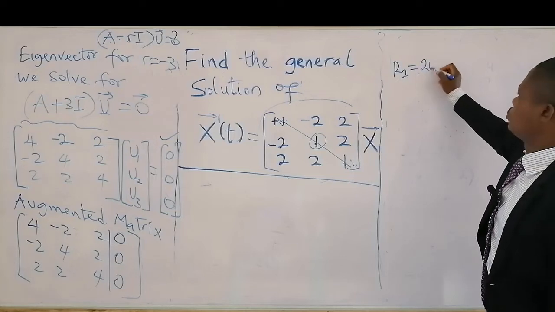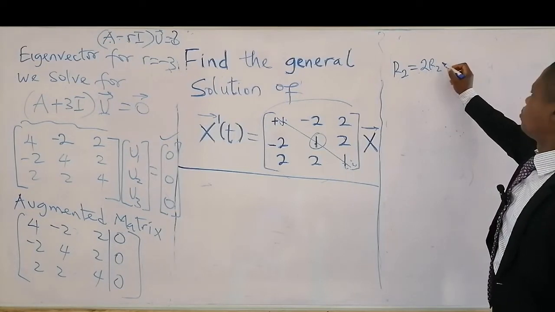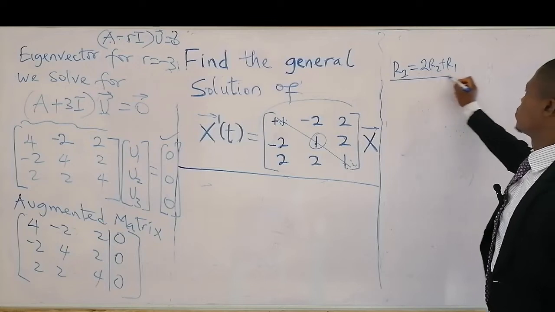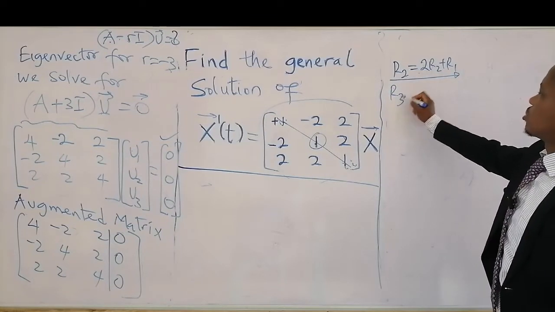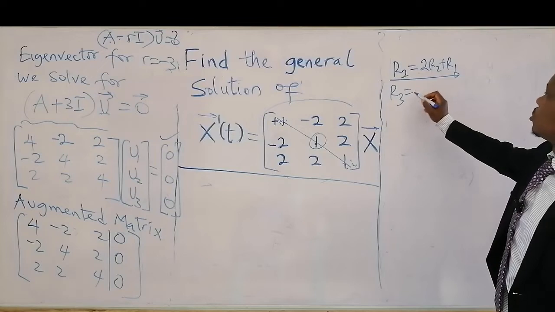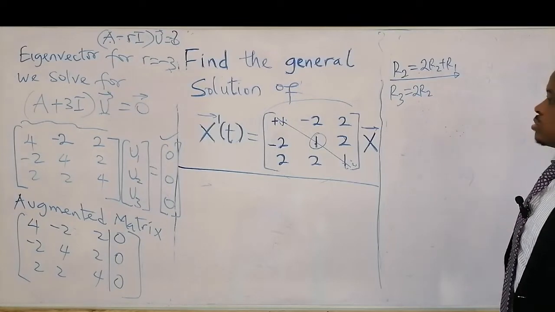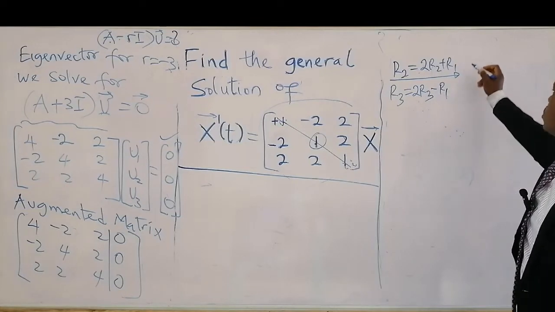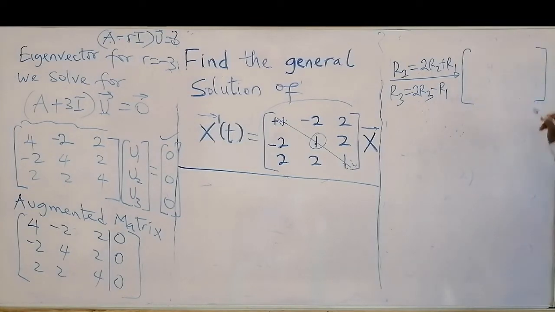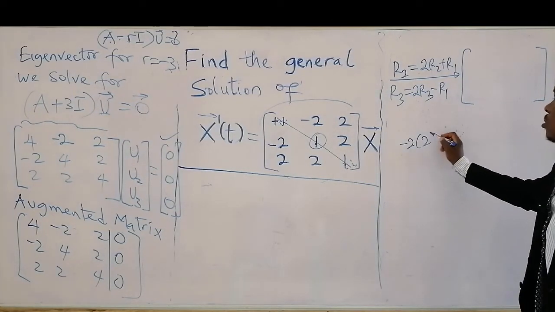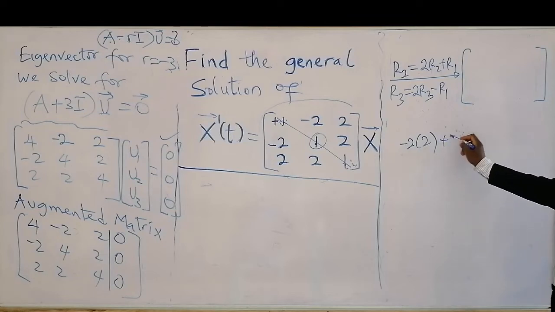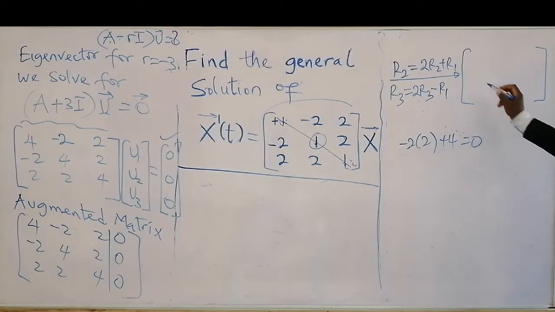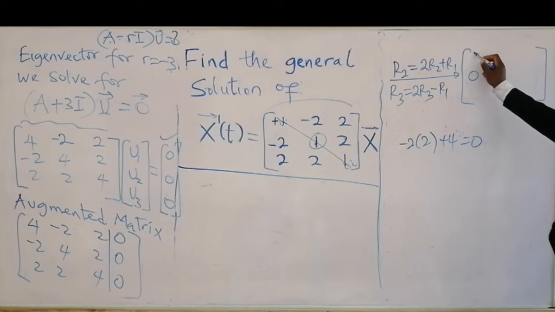Row 2 will be equal to, we can make it 2 row 2 plus row 1. Then row 3 will be equal to 2 row 3 minus row 1. Then that will give us this one. So minus 2 times 2, then plus 4. So that's what? 0. So row 2, that's 0 here. Row 1 is not changing. 4, minus 2, 2.